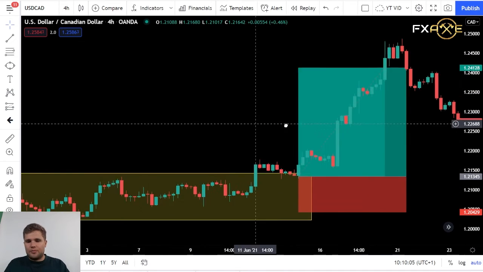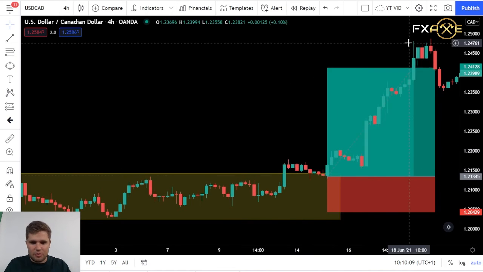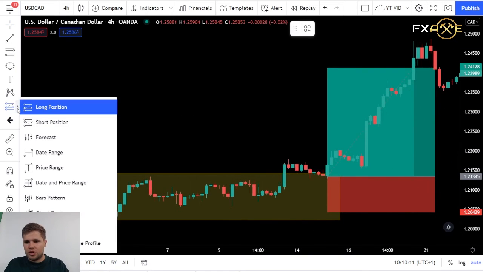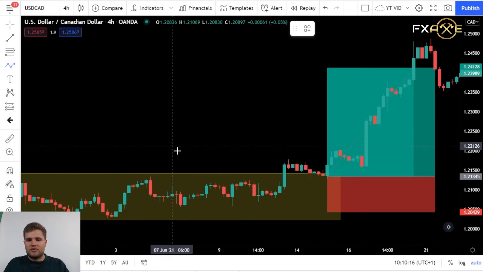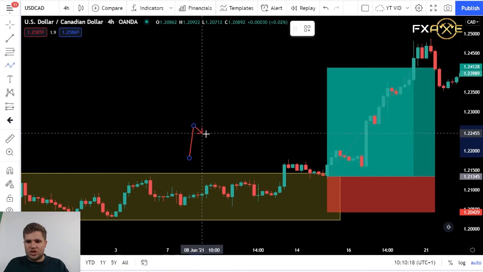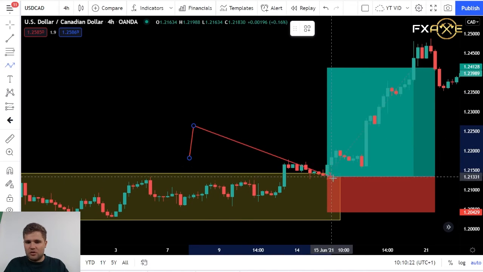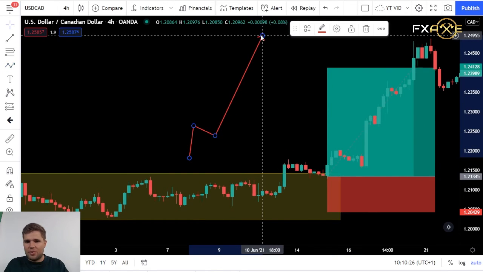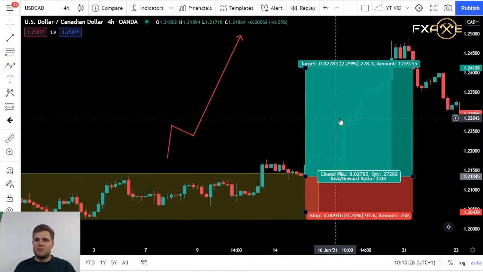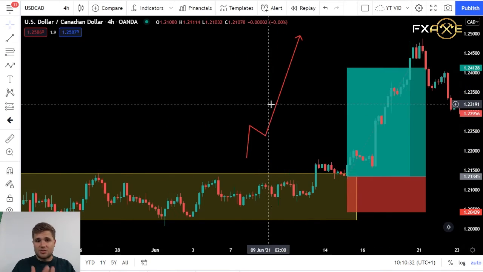So we've seen a little impulse here, we've seen a correction move here, and we've seen a push to the upside. So what you can identify here, if we use the path tool on TradingView, we've seen a little push to the upside, we've seen some consolidation, some correction involved with this retest here, and we've seen that strong impulse move to the upside. That is the type of move we want to be catching with this strategy, and that's why this strategy is so powerful.